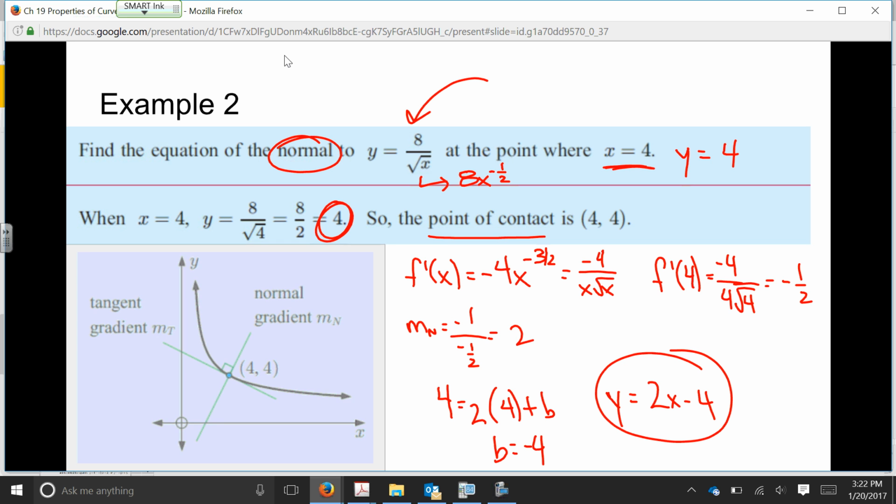And again, we can take a look at the graph and see that is in fact what we have going on here. We see the function, and then we see the tangent line right there, and then we see the normal line going through right there, meeting at that 90-degree angle that we talked about.